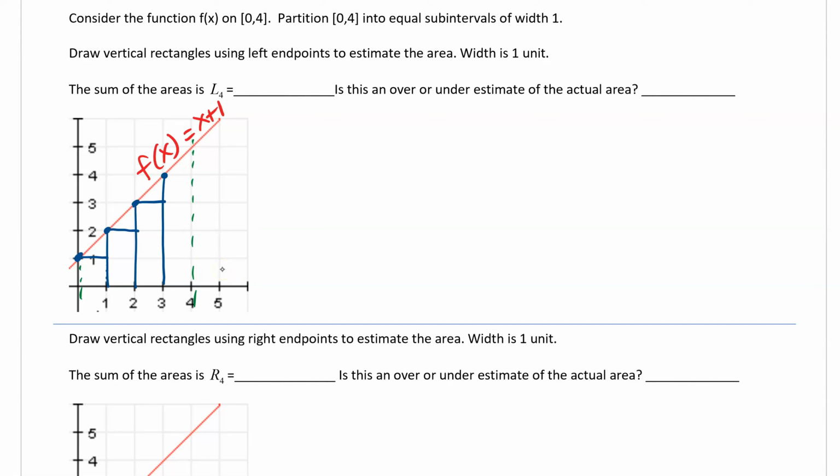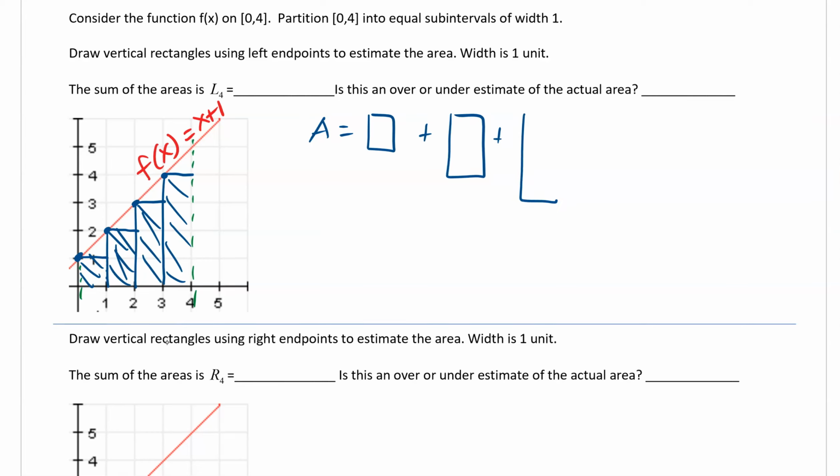So the way I like to look at it is, you've got these endpoints where each of those partitions are broken apart. And you just start on the left and work your way across, drawing these little rectangles. So if we shade them in, oh, it looked horrible. That way we get our area. So to approximate our area, we just have to find the area of all these rectangles and add them up.